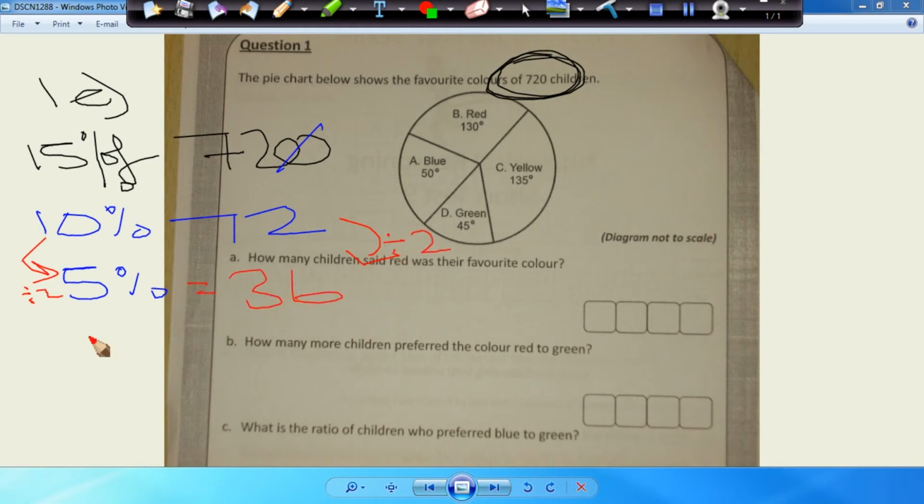And half of 72 is 36. So we need 15%, so we have to add the 10 and the 5. So 72 and 36, that gives you how much? 108. And 108 is the answer to question 1E. 15% of all the children selected hockey. So we've just worked out 15% of 720. And that is the end of question number 1.